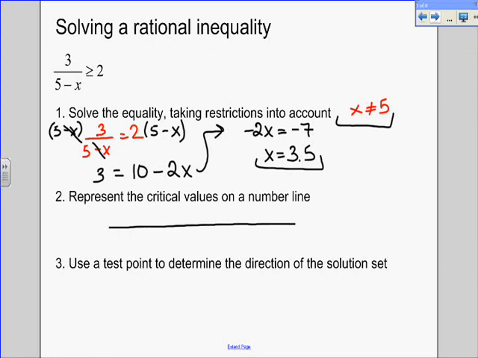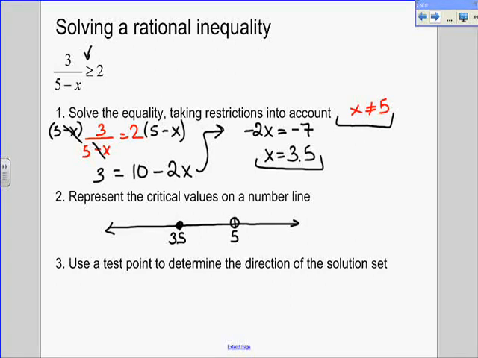I'm going to put a line here, and we'll say that that is x equals 5. And I'm going to write an open circle here because x cannot equal 5. And then if this is 3.5, I'm going to color it in because I have greater than or equal to in my inequality. And what I want to do now is just use a test point. If I use a test point, I should be able to figure out if my inequality is true for that region. So I'll choose a test point that's in the middle.